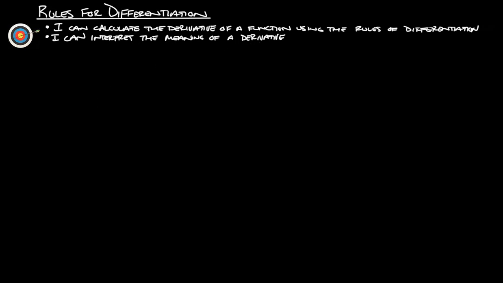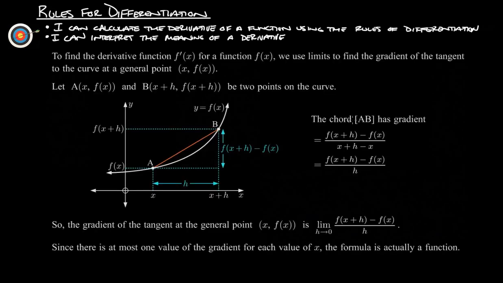So first, here's our derivative function and how it came about. Just pause and take a look at this. You don't need to write this all down. This is just where the formula for the derivative comes from. Basically, it's the gradient, the slope of the tangent at a general point, which is this here.